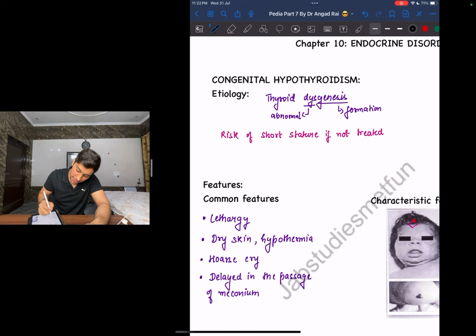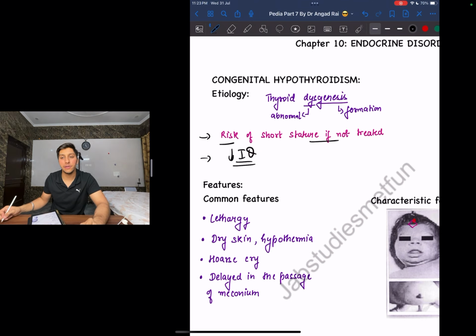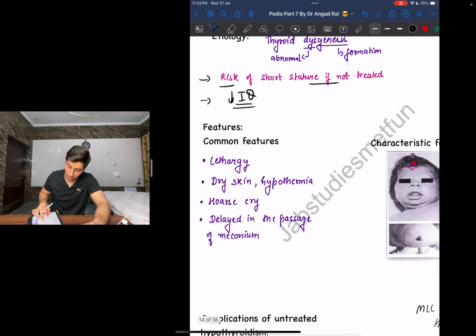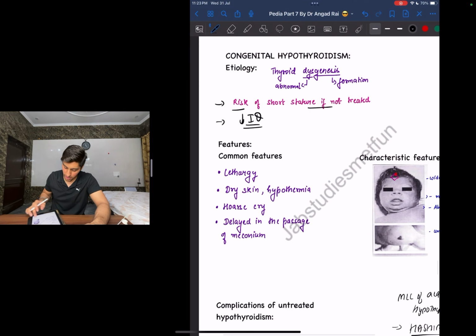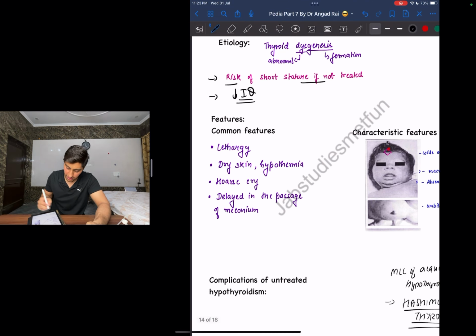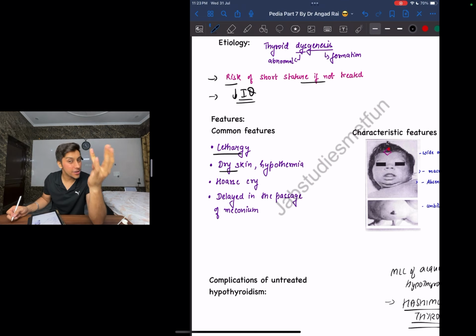Remember, there is increased risk of short stature if not treated, and also there will be reduced IQ. Let's talk about some features which you see in congenital hypothyroidism. Guys, because hypothyroidism is there, there will be lethargy, dry skin, hypothermia, hoarse cry, and delayed passage of meconium. Remember I talked about three conditions: one was anorectal malformation, Hirschsprung disease, and congenital hypothyroidism.